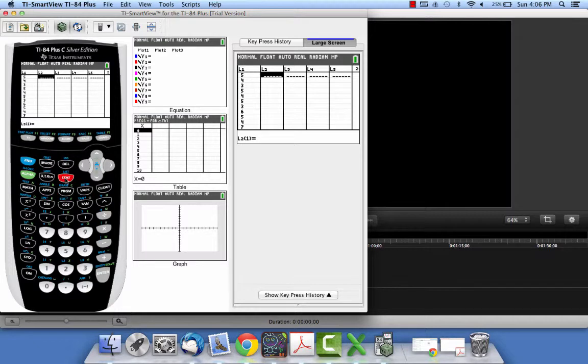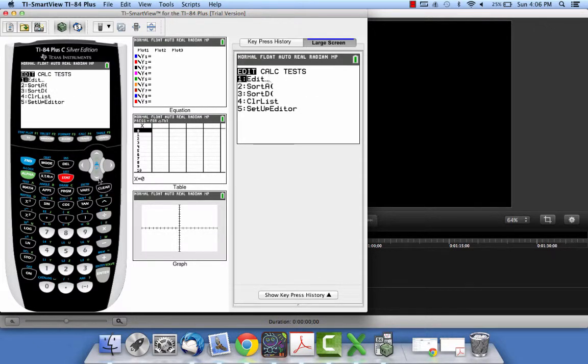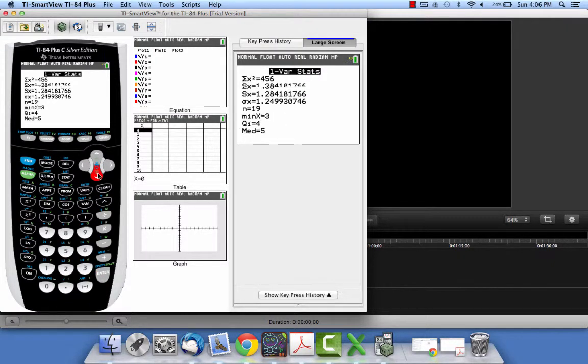Alright, so now I'm going to hit stat again, and I'm going to do calculations. One variable stats, list 1 is the one I want. I'm going to skip over frequency because frequency list would be, well, I'll show you in a minute. Okay, so I'm going to just calculate. It gives me the mean. It gives me the sample standard deviation, the population standard deviation, and quartiles. Okay, so that's what one variable stats does.